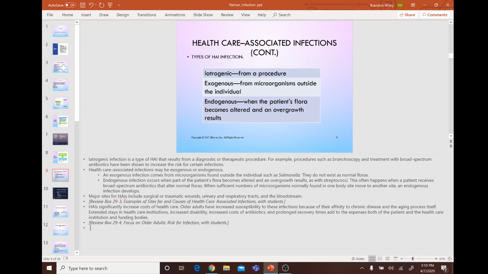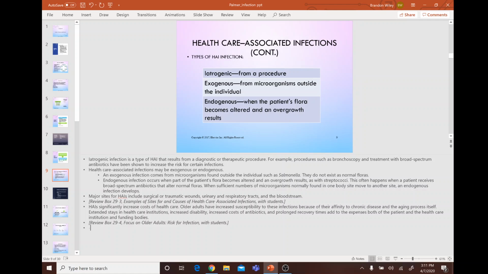It's an infection that comes from microorganisms found outside the individual, such as salmonella. They do not exist as normal flora. What is an endogenous infection? When part of the patient's flora becomes altered and an overgrowth results, as with streptococcus. This often happens when a patient receives broad-spectrum antibiotics that alter normal flora, and then when a significant number of microorganisms normally found in one body site move to another site, an endogenous infection develops.